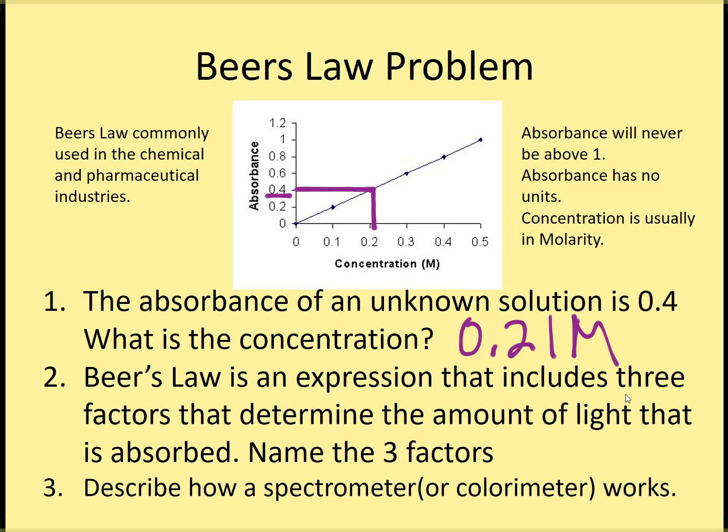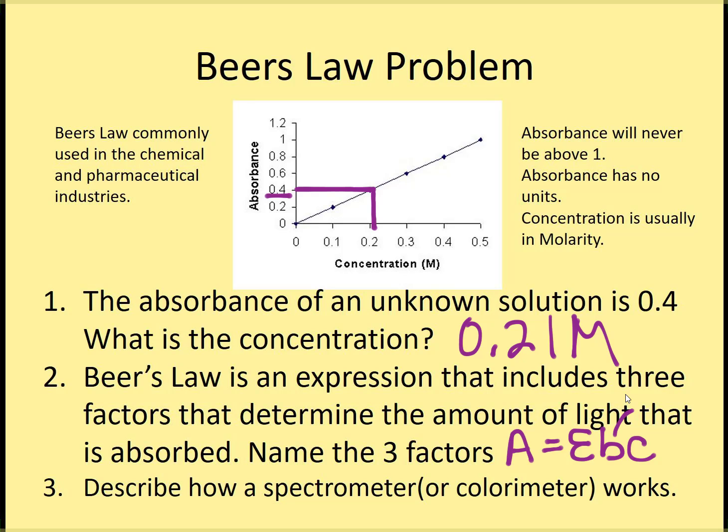Question 2 says Beer's law as an expression includes 3 factors that determine the amount of light that is absorbed. Name the 3 factors. I know that the Beer's law formula is absorbance equals the molar absorbance times b times c. And so I would say that b would be the path length, and that's always going to be 1 centimeter, because that's the size of our little cuvettes that we use in the lab. c is going to be concentration, and then that epsilon is going to be the molar absorbance. So that would be naming the 3 factors.